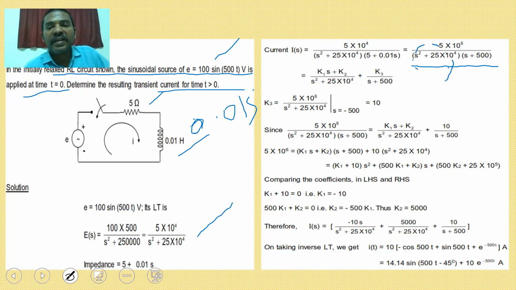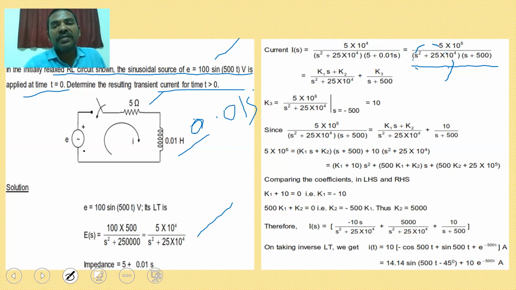So you can write it as some constant k1 into s plus some constant k2 divided by s square plus 25 into 10 power 4, plus k3, some constant, divided by s plus 500. So here k1, k2, k3 are the residues of your partial fractions. For finding the value of k3, you have to multiply I of s by s plus 500 and substitute s equal to minus 500.